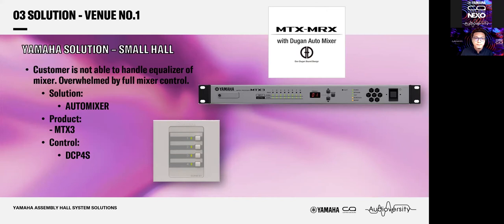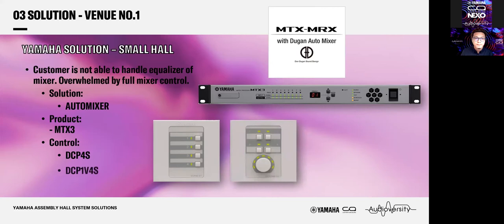What about those people who prefer to do it manually, who like the touch of a knob to control a volume? Okay, we have the DCP 1V4S. 1V meaning one volume knob, and 4S meaning four sources. So likewise, it's totally customizable.